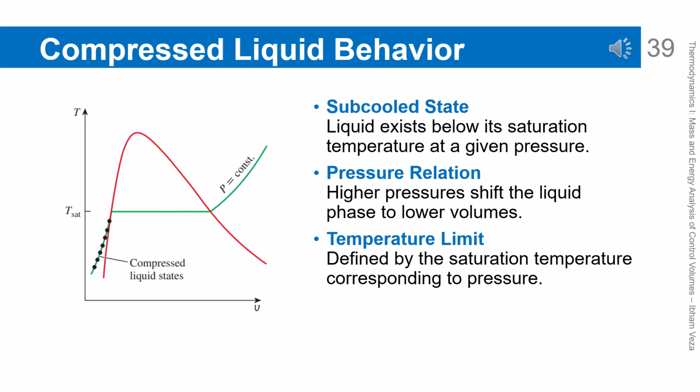Compressed liquid behavior. A compressed liquid exists at a temperature below the saturation temperature for a given pressure. In this condition, its properties are close to those of a saturated liquid. Pressure changes do not significantly affect its thermodynamic properties. Therefore, saturated liquid properties at the same temperature are often used as an approximation. This approach greatly simplifies engineering calculations.